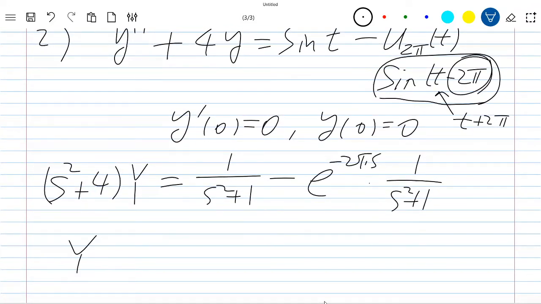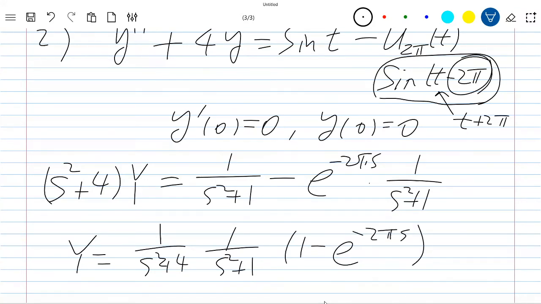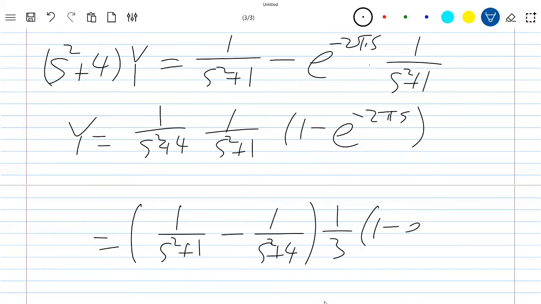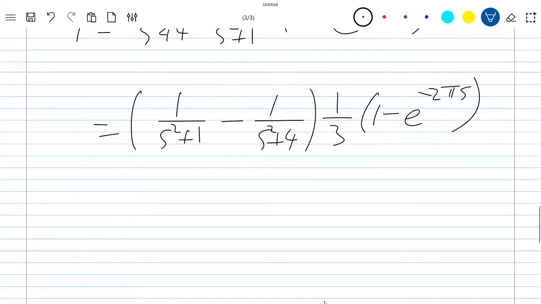So what is y? Y equals 1 over s squared plus 4 and 1 over s squared plus 1. Then you have 1 minus e to the negative 2 pi s. Right. Okay, then do the split. 1 over s squared plus 1 minus s squared plus 4. And you can see the numerator would be 4 minus 1, which is 3. So we times 1/3. Right. So that's very similar to what we had earlier. And we can write down your result pretty much directly.